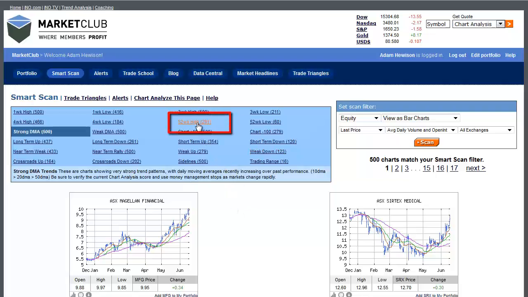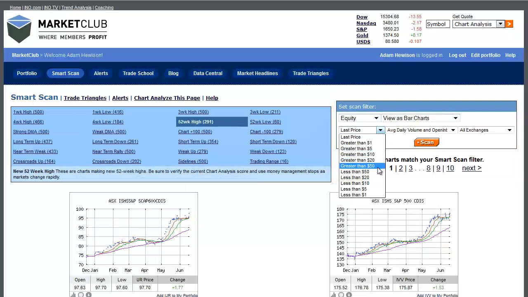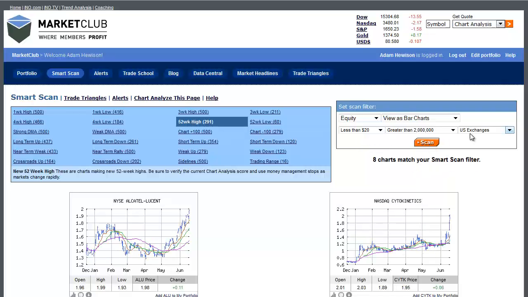We do this typically on a Friday, so 52-week highs. I want to use equity, and I want to view as bar charts, and I want to see, so there's 291, so I say I want to see the last price is less than $20, and the open interest greater than 2 million, and I'm just going to look at US exchanges. So I scan, so I have 291 charts to look at. It's a lot of charts, I think you'll agree, to look at. So I'm going to scan that down to the criteria that I've set, the custom criteria that I've set here, and it's taken it down to 8, which is, I think you'll agree, much more manageable.